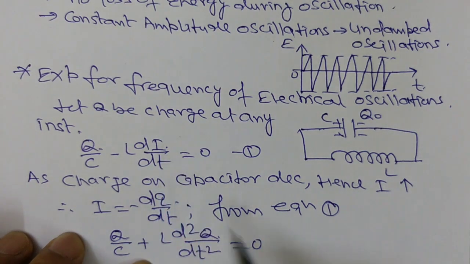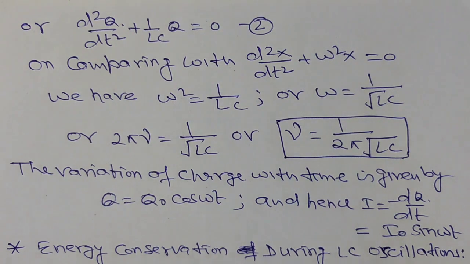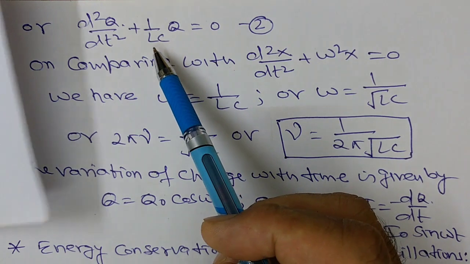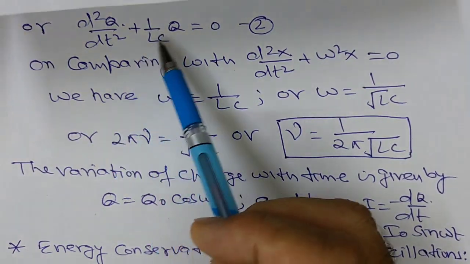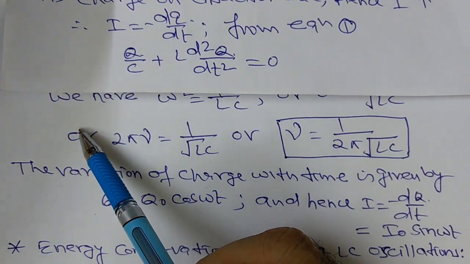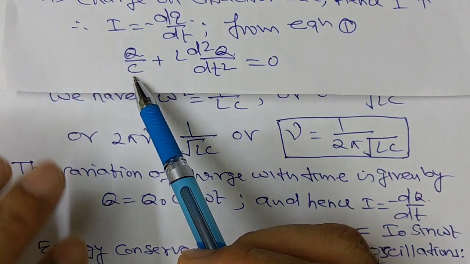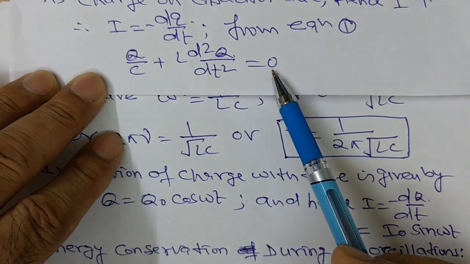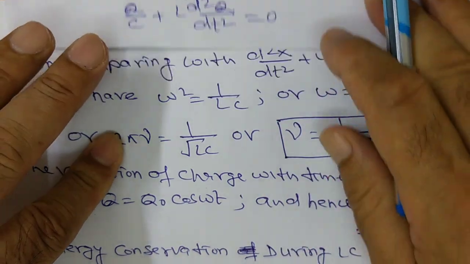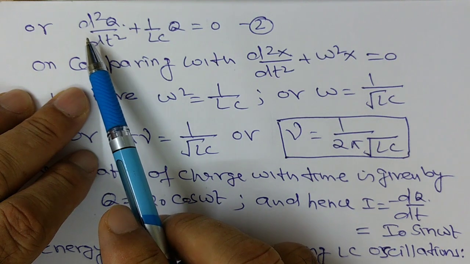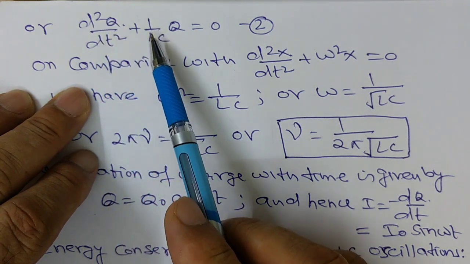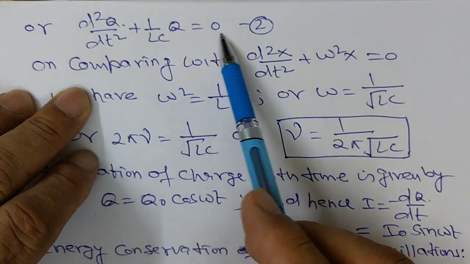I की वैल्यू को हमने इक्वेशन नंबर 1 में प्लेस किया. Therefore d²Q/dt² + 1/LC into Q = 0, because हमारा तो यहाँ पर Q/C + L d²Q/dt² = 0. तो हमने इस इक्वेशन को रीअरेंज किया. This is d²Q/dt² + 1/LC into Q = 0.